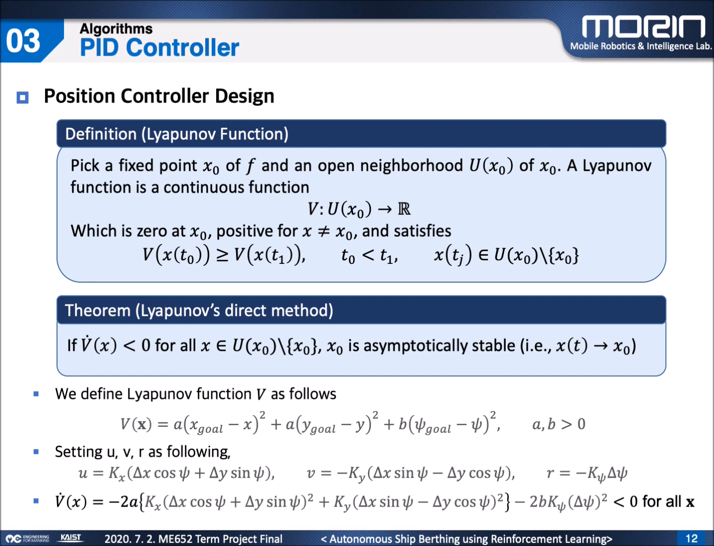And we define the Lyapunov function V as the sum of squared terms, and setting U, V, R as follows, we obtain a strictly negative time derivative of V by calculation.